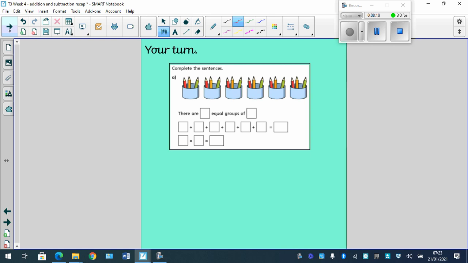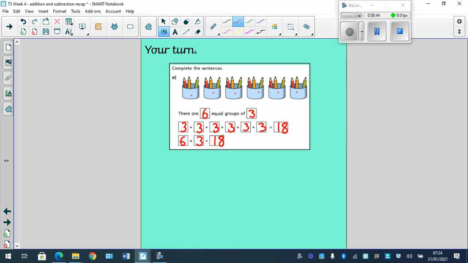How did you get on? Did you complete this little grid? Okay, so I've got 1, 2, 3, 4, 5, 6 pots. So 6 equal groups of 3 pencils. Okay, so that's 3, add 3, add 3, add 3, add 3, add 3. And that would be 18. My multiplication sentence would be 6 times 3 equals 18.